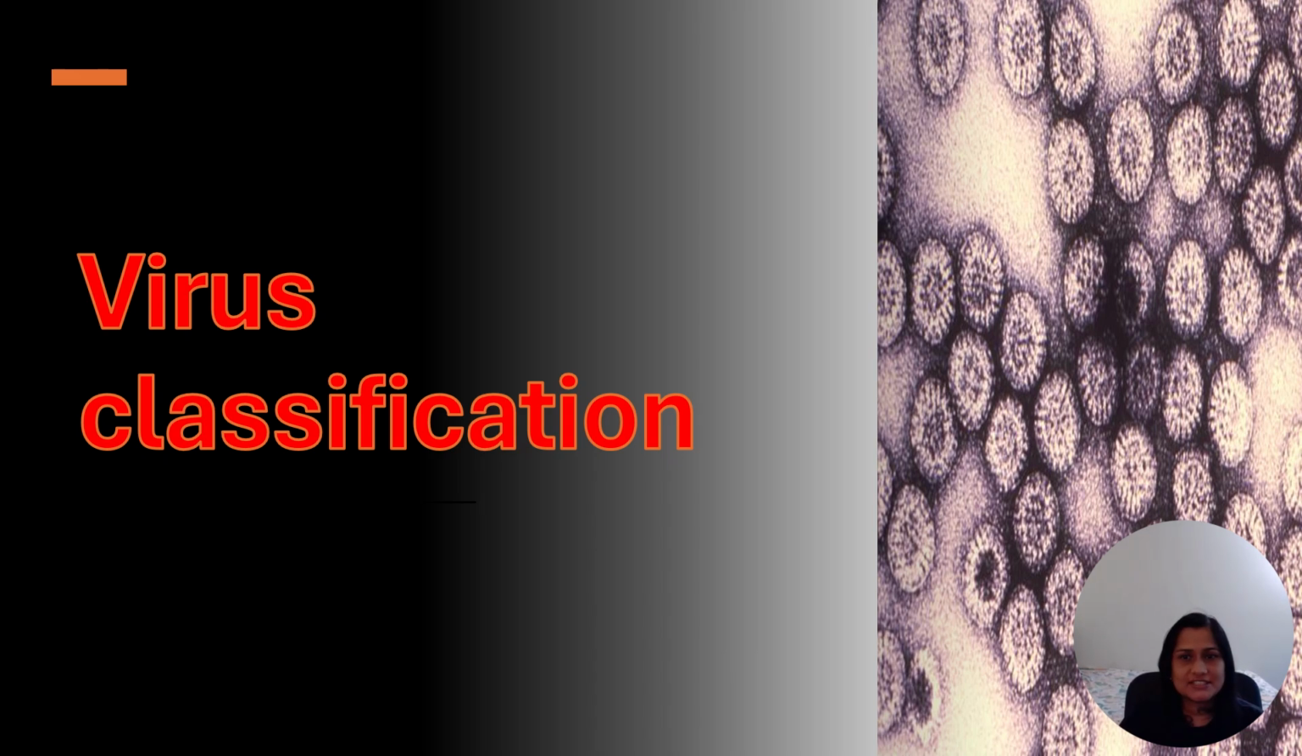Have you ever wondered how scientists sort thousands of different viruses into groups? Today we are diving into virus classification based on their nucleic acid or whether they are enveloped or not. These two features, DNA or RNA, and the presence or absence of an envelope, are like the virus fingerprint. They determine how the virus infects cells, spreads, and even how we fight it with vaccines and antiviral drugs.